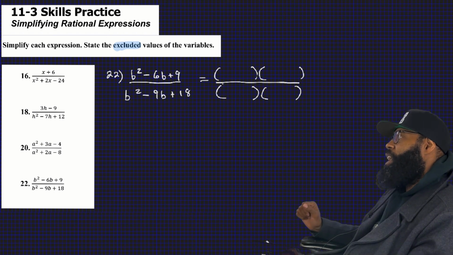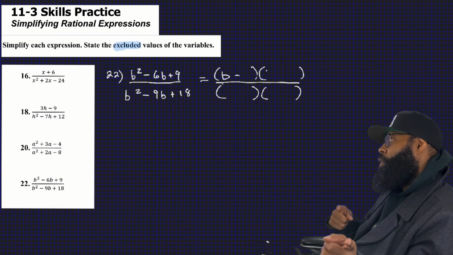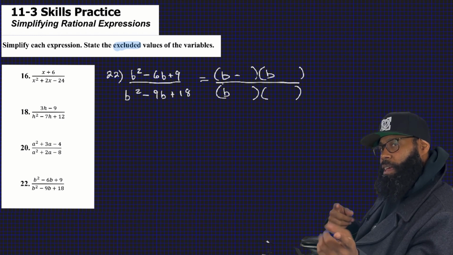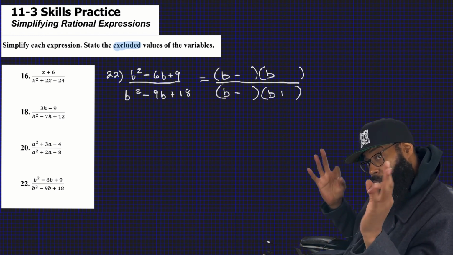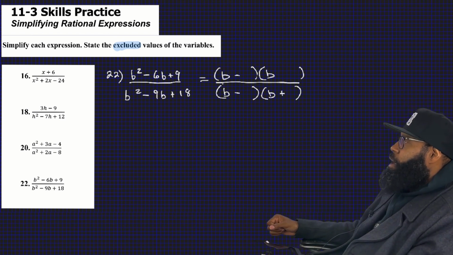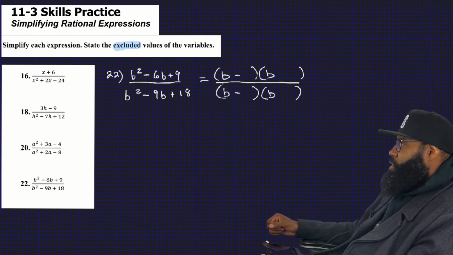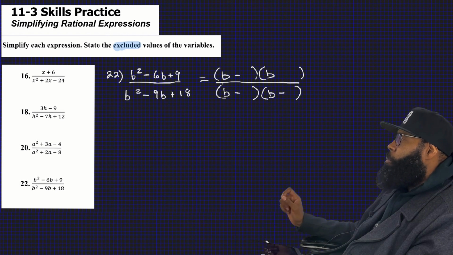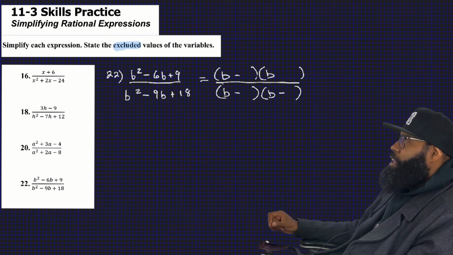What multiplies to give me 9 and adds up to 6? You got it. Say it again. I didn't hear you. What? That's fine. 3 times 3 is 9, and 3 plus 3 is 6. So in that denominator, though, what multiplies to give you 18 and adds up to 9?